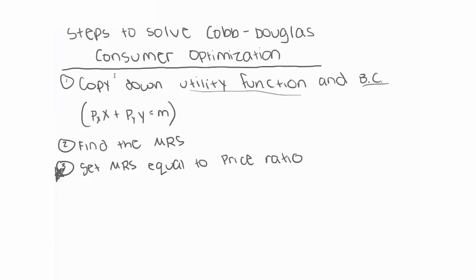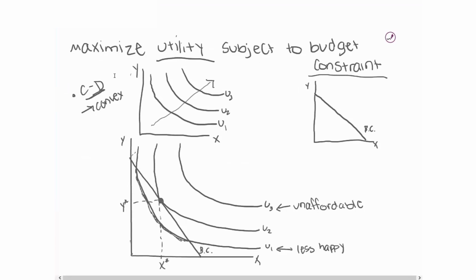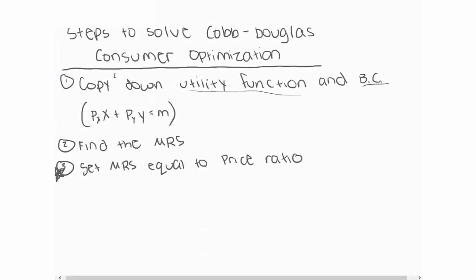So now going back to our graph right here, remember what we said is the point they're going to choose is this one right here. And we said that we're going to choose that point because it's where our indifference curve is tangent to the budget constraint. Now this step right here, step 3, where we set the MRS equal to the price ratio, is ensuring that that's going to happen on the graph.